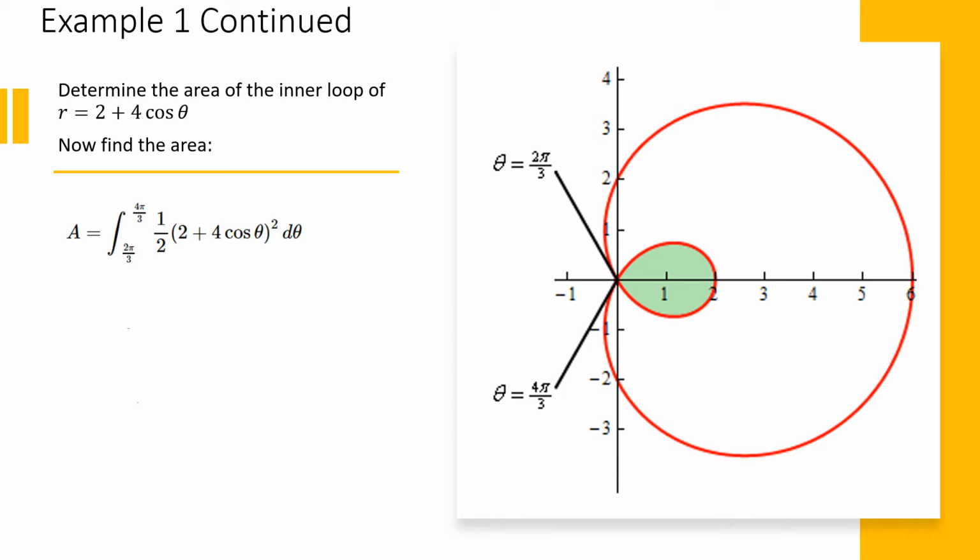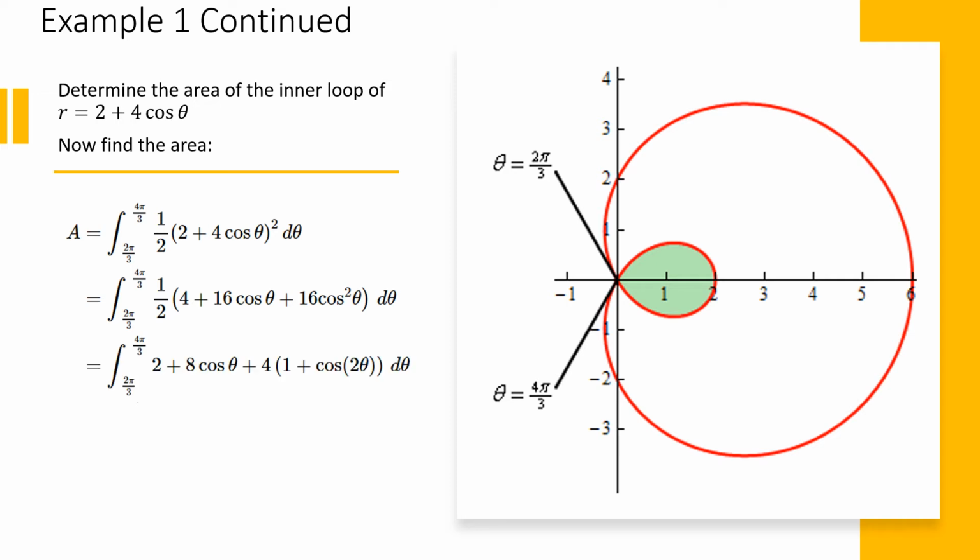So I have the integral from 2 pi over 3 to 4 pi over 3 of 1/2 of my function squared. Now working that out, I get the integral from 2 pi over 3 to 4 pi over 3 of 1/2 times, when I square it out, 4 plus 16 cosine theta plus 16 cosine squared theta. Using my power reducing formula, I get 2 plus 8 cosine theta plus 4 times 1 plus cosine 2 theta. Simplifying a little bit more, I get 6 plus 8 cosine theta plus 4 cosine 2 theta.